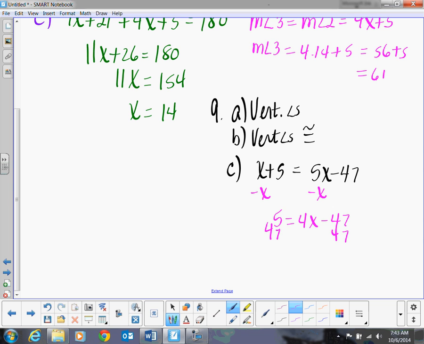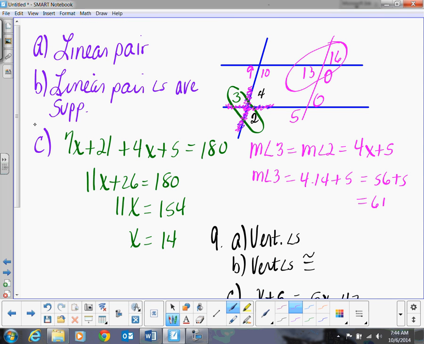Okay. So you're going to have 52 equals 4x. Now what? And you're going to get 13. Now, which one is this? 9. So now they want us to find 2. Let's go back up here and look at what we've got. We were given 13 and 16.